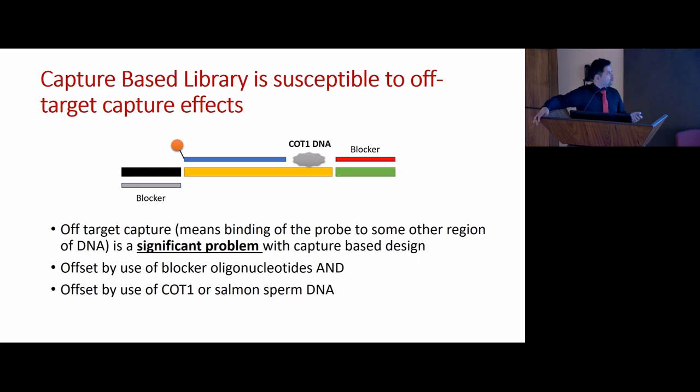So there are ways to offset this. How do you do that? You use blockers. Blockers are sequences which are complementary to the adapter and sequencing primer binding regions, and they literally block that region and prevent anything else from binding to it. Therefore this prevents an effect known as daisy chaining, where one thing binds to another thing binds to another and causes off target capture. So we prevent off target capture by using blockers as well as COT1 DNA. COT1 DNA or salmon sperm DNA also helps in preventing off target capture. So blocker nucleotides or COT1 DNA and salmon sperm DNA come and bind to it.